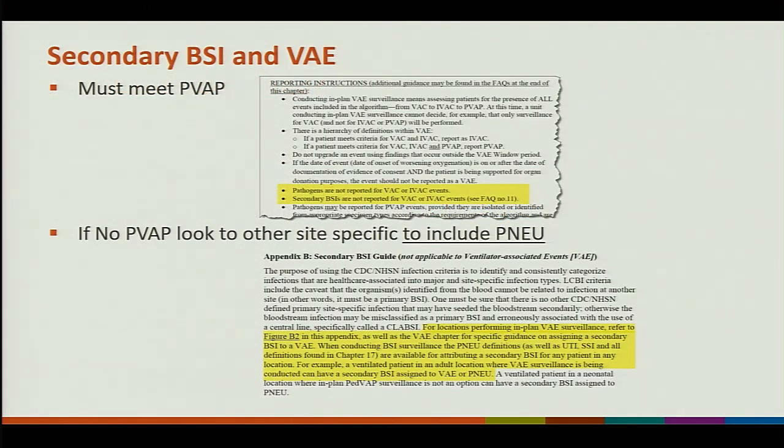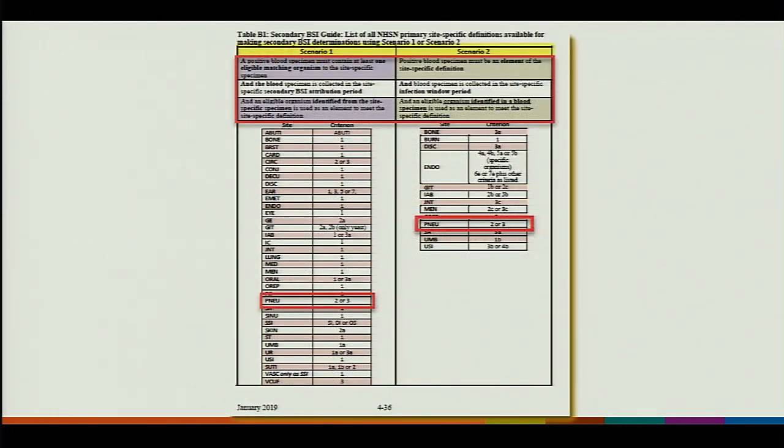Remember that we can't have the BSI secondary to VAE because that's only able to be attributed to VAE if you meet the PVAP level of the algorithm, and we were stopped at the VAC tier. And when you're doing VAE surveillance, if you can't attribute the BSI to VAE, you can look to all the other definitions, and that includes pneumonia. So you do want to see if you can do that. And in this case, you can.